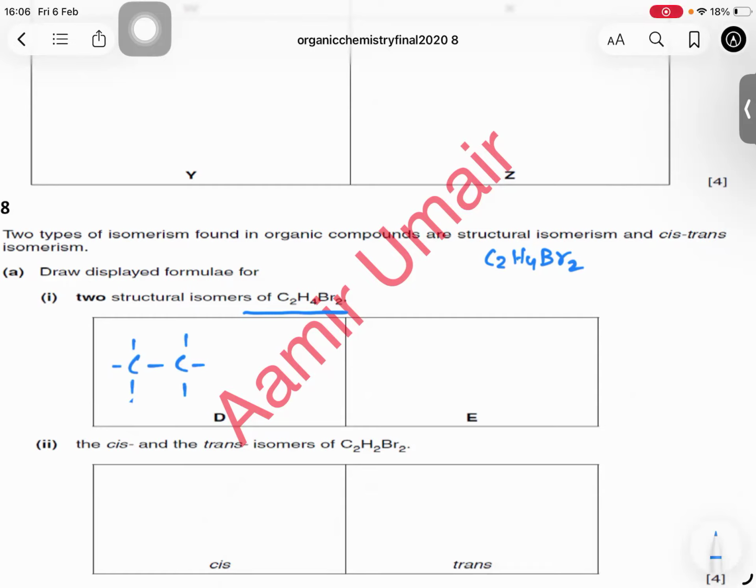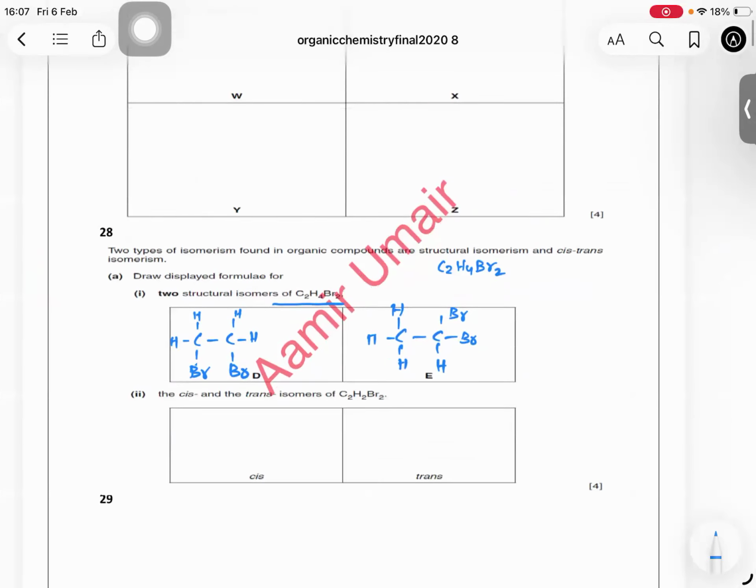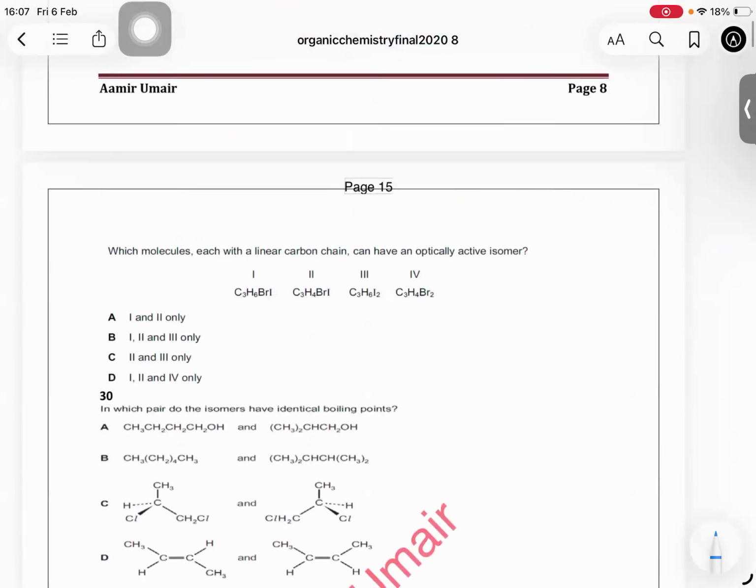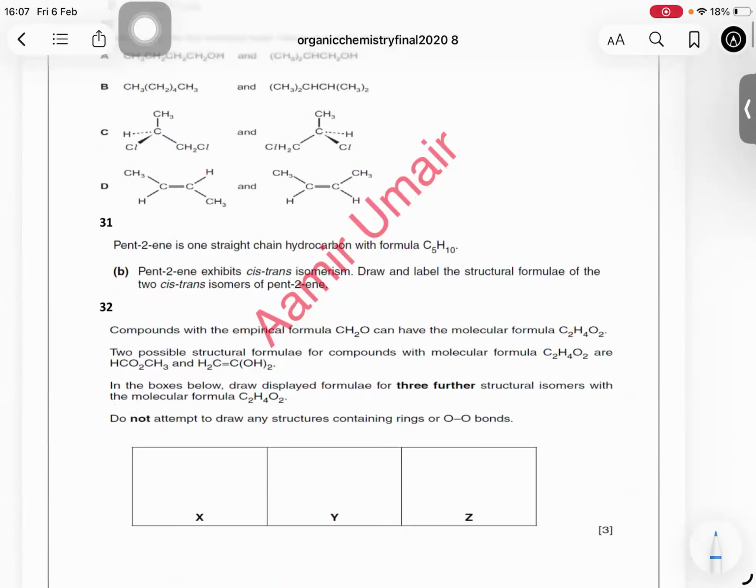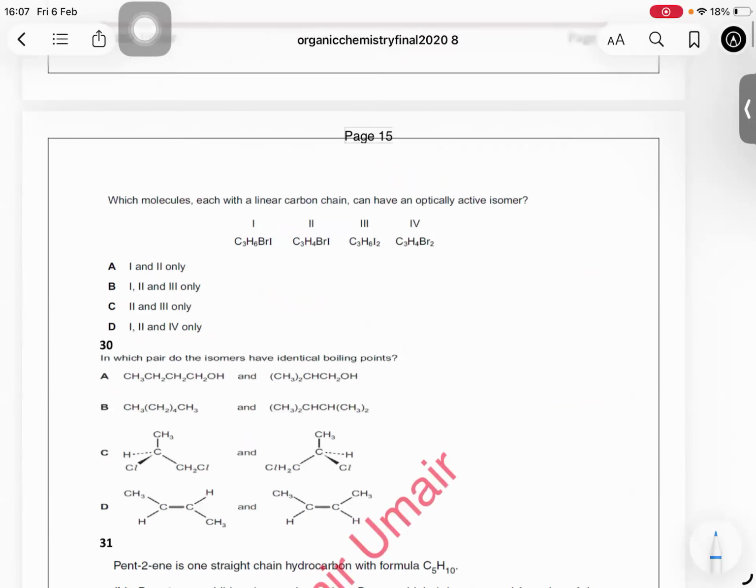So if you look at this, hydrogen, hydrogen, hydrogen, hydrogen, and this is Br and this is Br. This is 1,2-dibromoethane. And what could be the other isomer? Could be 1,1-dibromoethane. So 1,2-dibromoethane and 1,1-dibromoethane.